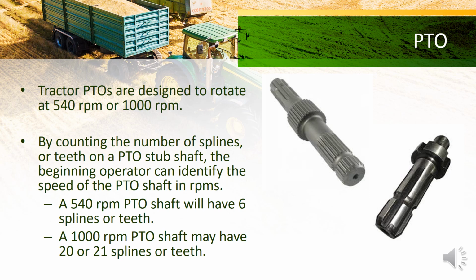Tractor PTOs are designed to rotate at either 540 RPMs or 1,000 RPMs. By counting the number of splines, or the teeth, in the PTO shaft, a beginner operator can identify the speed of the PTO shaft. The 540 RPM PTO shaft will have 6 splines or teeth, the lower picture there, and the 1,000 RPM PTO shaft will have 20 or 21 teeth on it. That's the higher picture there.